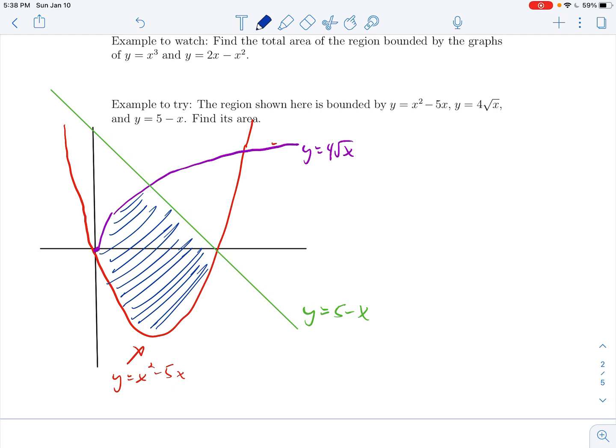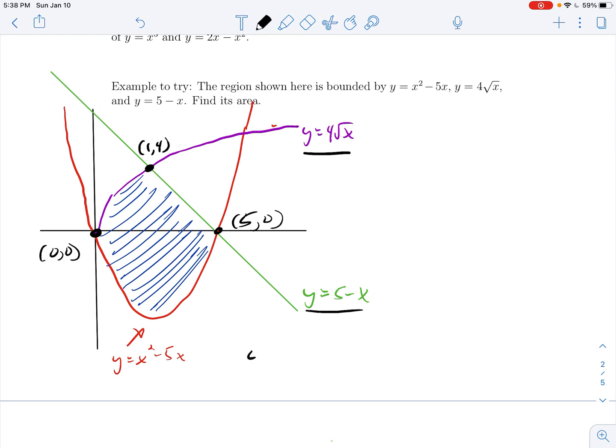Hopefully it's very obvious that this intersection occurs at the origin and this intersection occurs at 5, 0. This one is not so clear. It's where y equals 4 root x and y equals 5 minus x intersect. Maybe just intuitively you happen to notice that 1, 4 works, and this picture is not quite to scale. Formally, you could set these equal to each other and then square each side and solve by factoring. But let's just take this as a given.